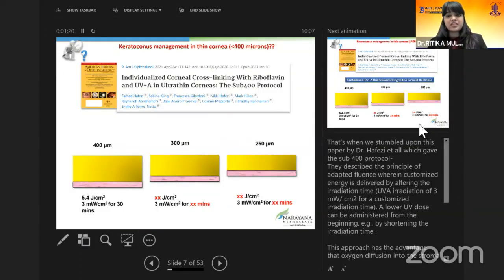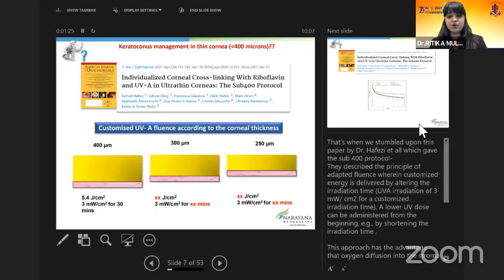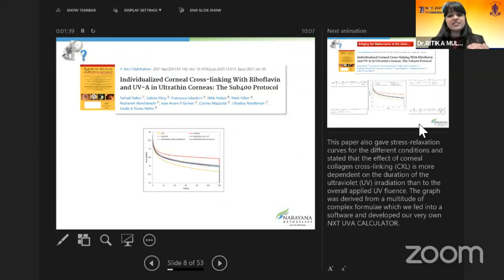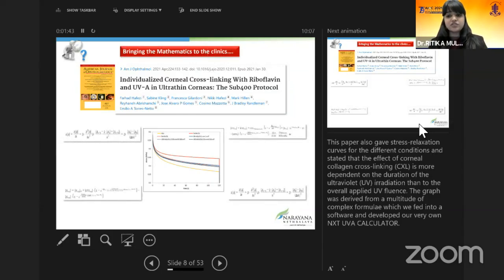That's when we stumbled upon a paper by Dr. Hafezi, who gave us the sub-400 protocol. They described the principle of adapted fluence, wherein customized energy is delivered by altering the irradiation time. So a lower UV dose can be administered from the beginning, that is, shortening the irradiation time. This paper also gave us the graphs, which are the stress relaxation curves for different conditions, and mathematical formulations.